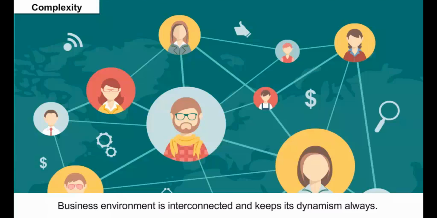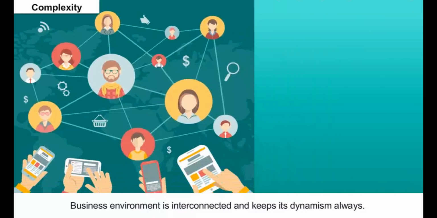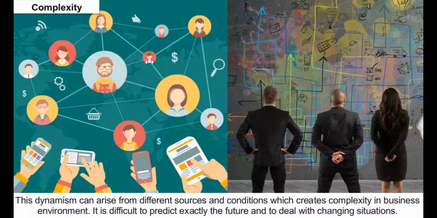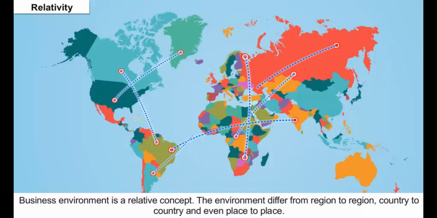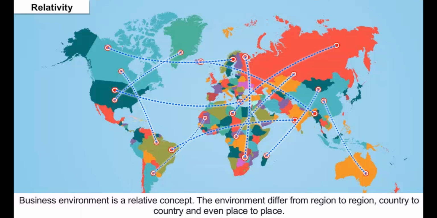Complexity. Business environment is interconnected and always dynamic. This dynamism can arise from different sources and conditions, which creates complexity in business environment. It is difficult to predict the future exactly and to deal with changing situations. Relativity. Business environment is a relative concept. The environment differs from region to region, country to country, and even place to place.